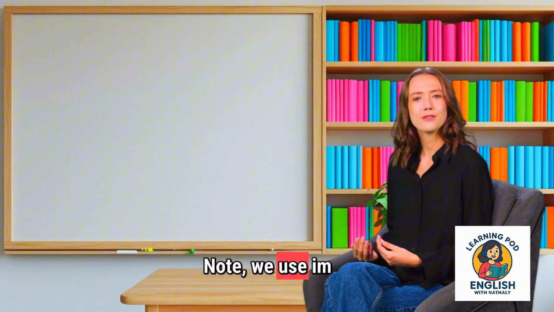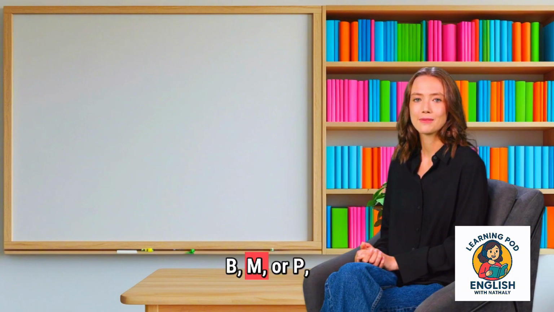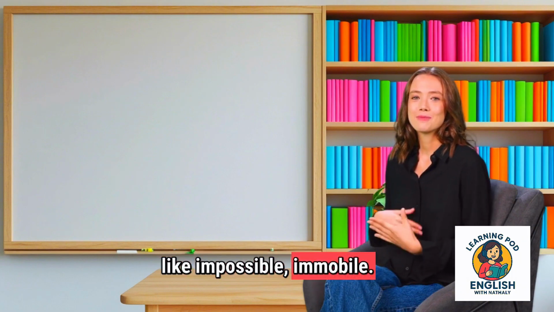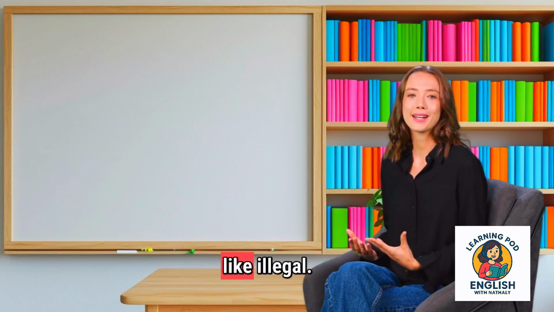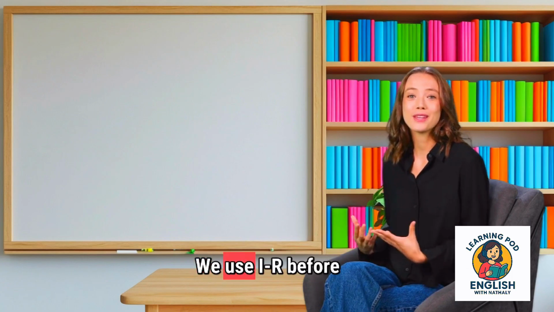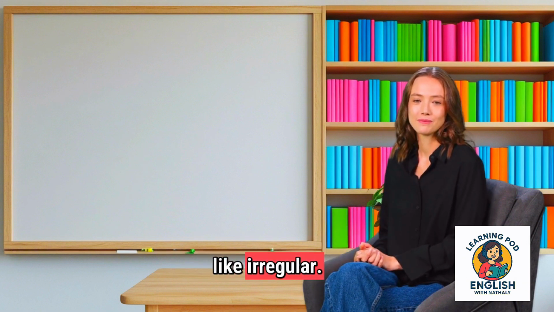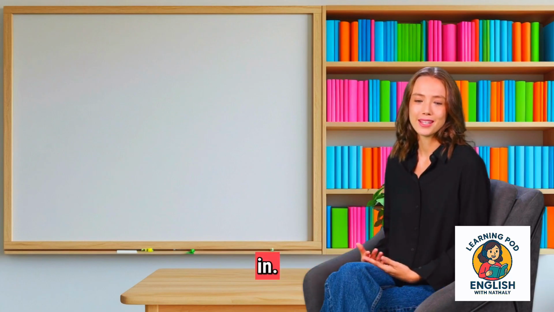Note, we use im before words starting with b, m, or p, like impossible, immobile. We use il before words starting with l, like illegal. We use ir before words starting with r, like irregular. For other cases, we use un, dis, or in.